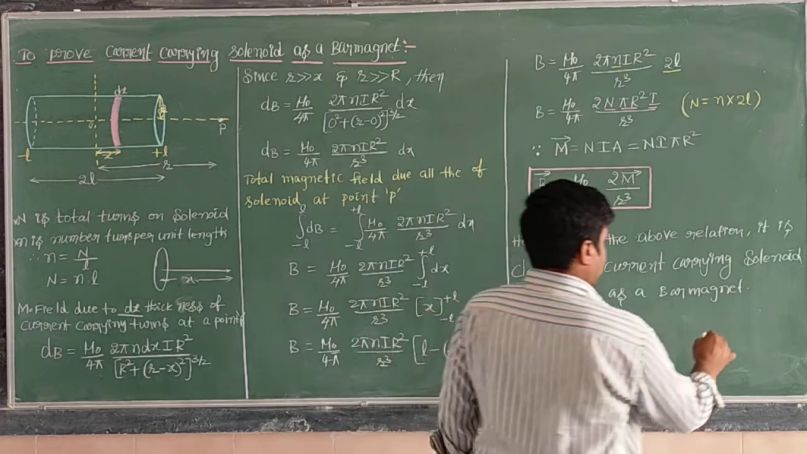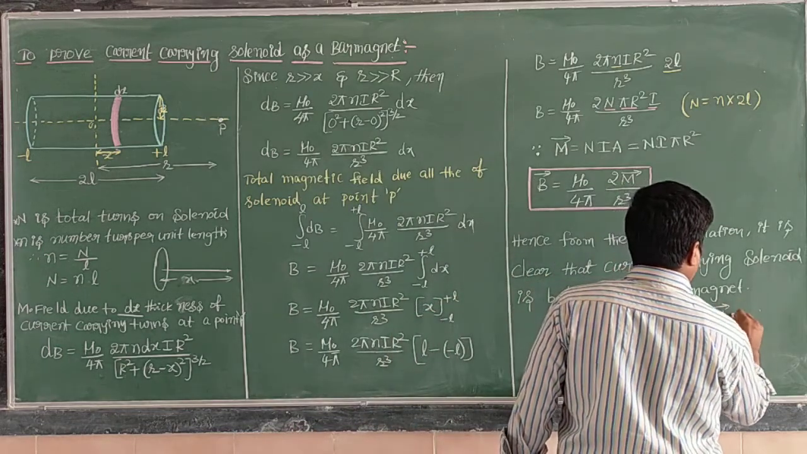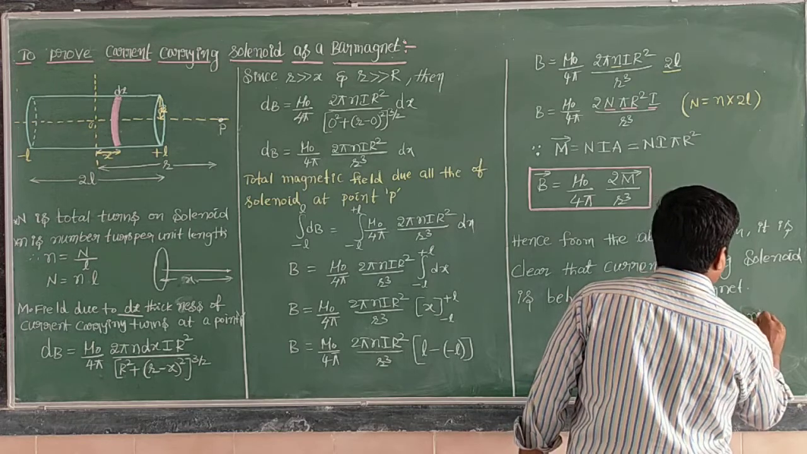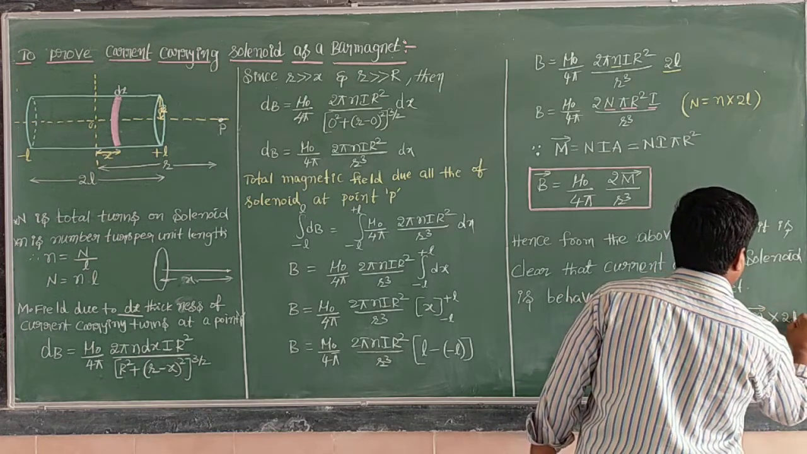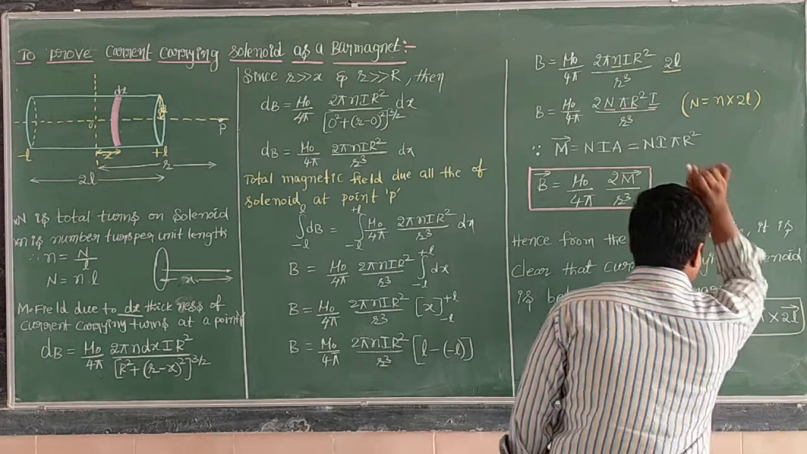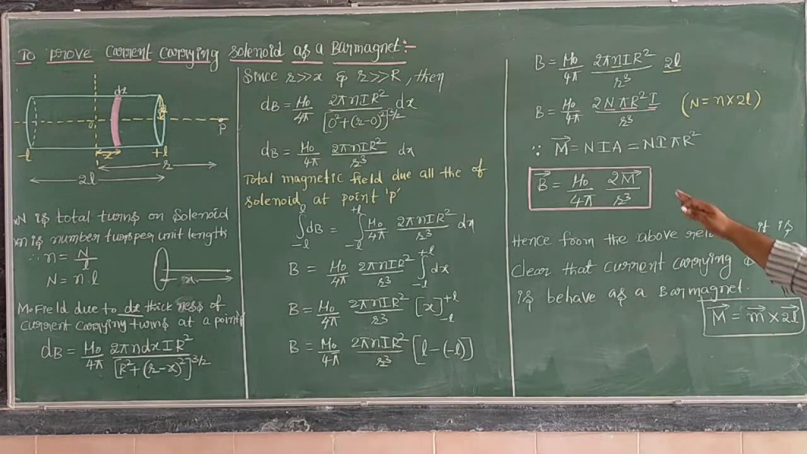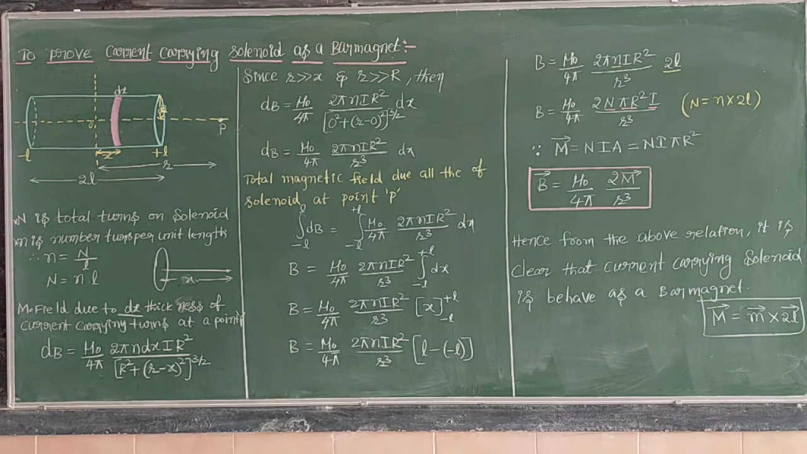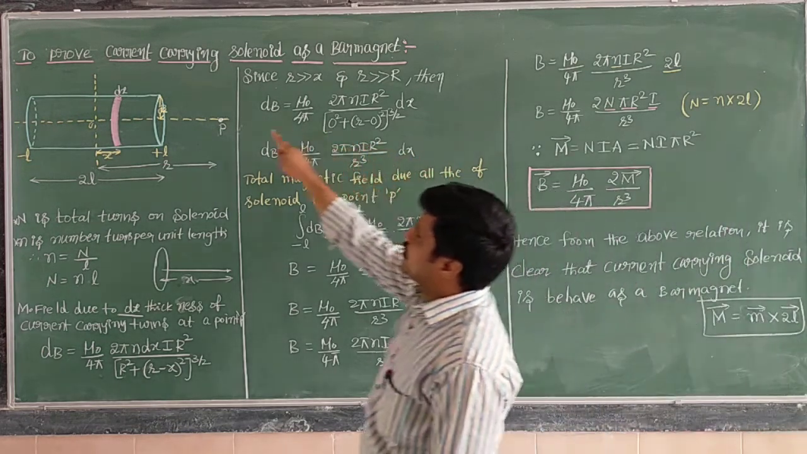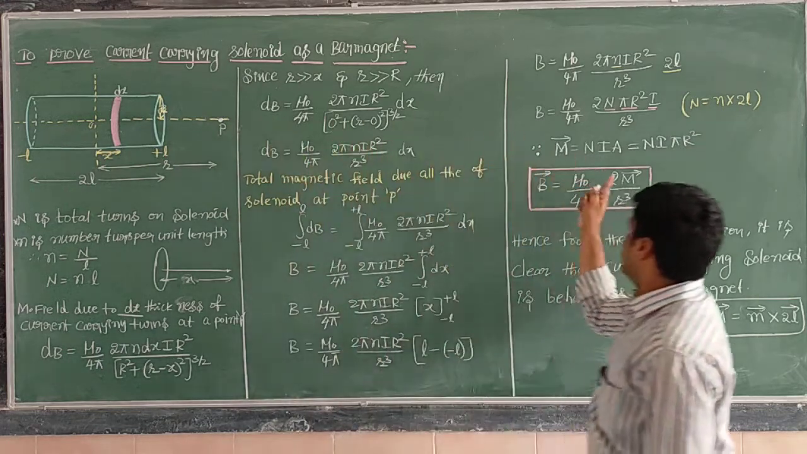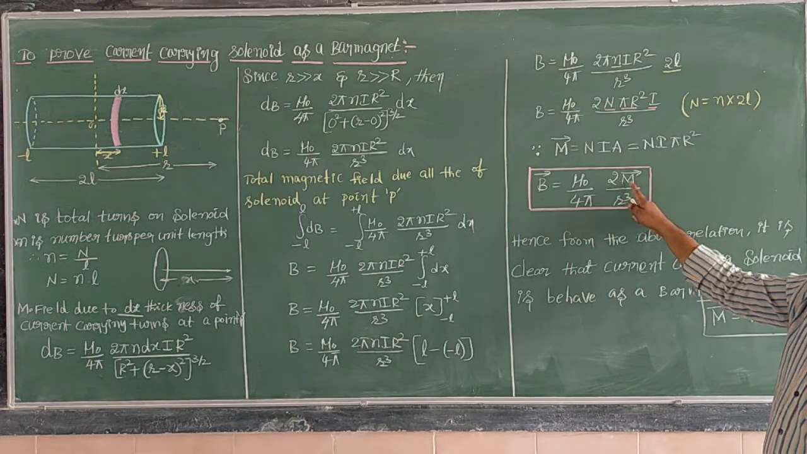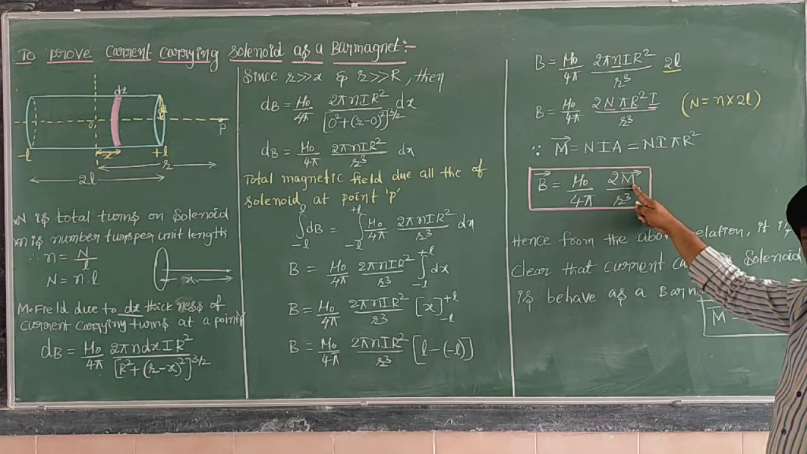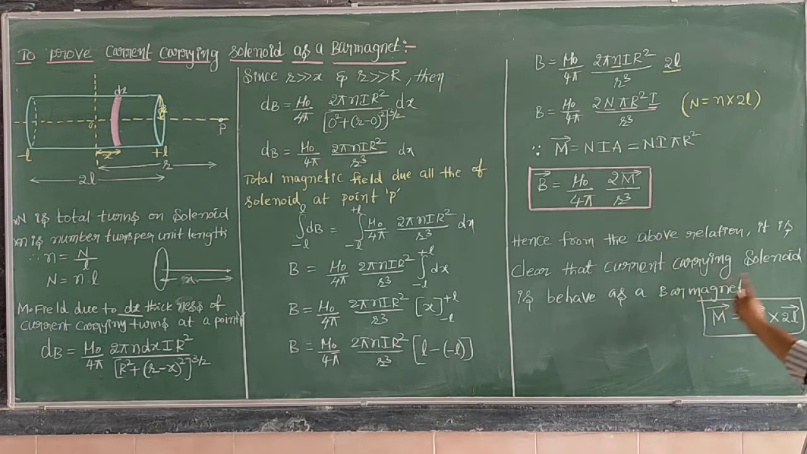See, the dipole moment of the bar magnet M is equal to magnetic pole strength into length of the magnet. From this conclusion we can write it like this. So from this explanation it is clear that a current carrying solenoid behaves like a magnetic dipole. Why? Because the magnetic field due to the current carrying solenoid I have written in terms of the magnetic dipole moment. A bar magnet is also having a magnetic dipole moment. That's why it is clear. Yes, make a note.